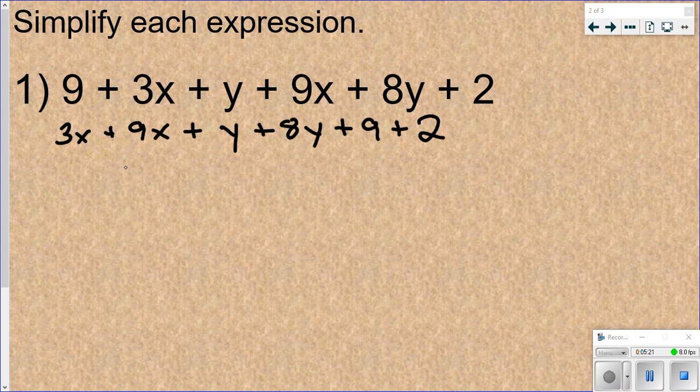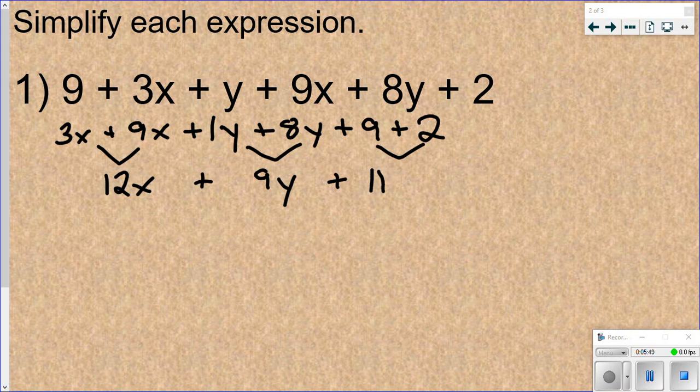So these are both apples or x's. So we're going to combine those together. So 3x plus 9x is 12x. We have y's, or pineapples. We're going to combine those together. Remember, the coefficient on this y is 1. So this is really 1y plus 8y. So that's 9y. And then I'm going to combine the 9 and the 2 together. So I get plus 11. And so that's the simplified version of this expression.